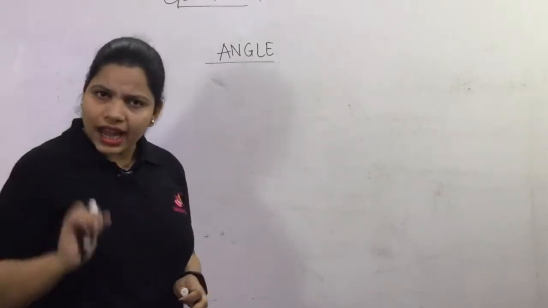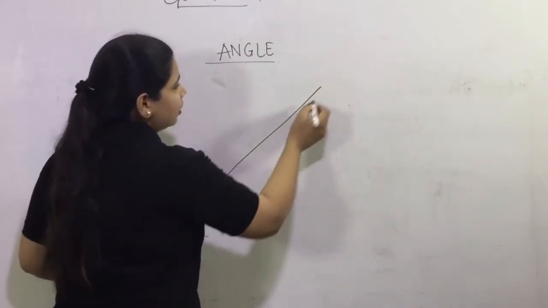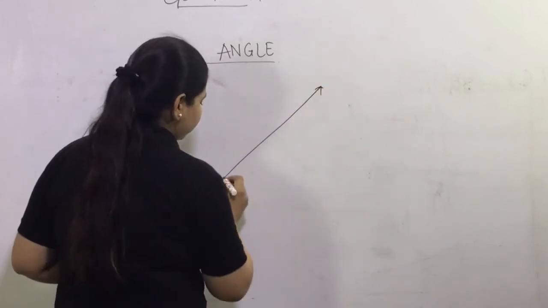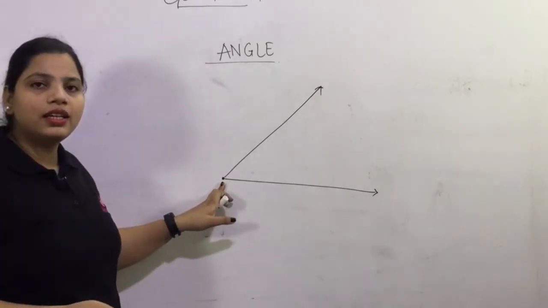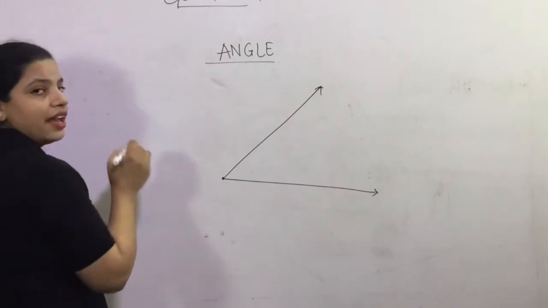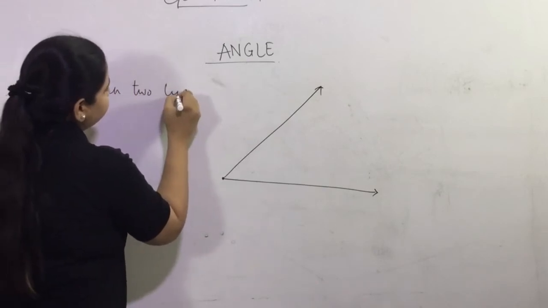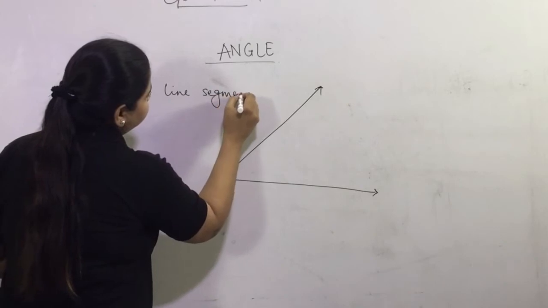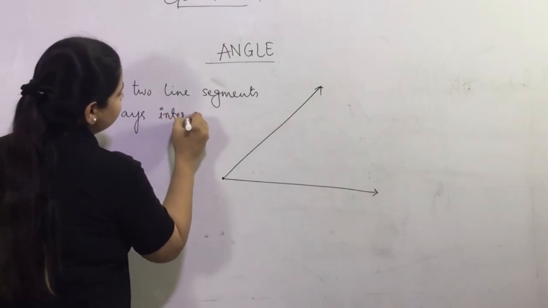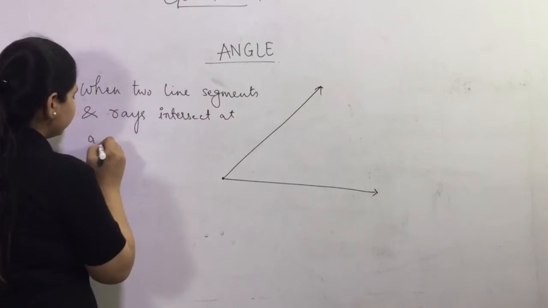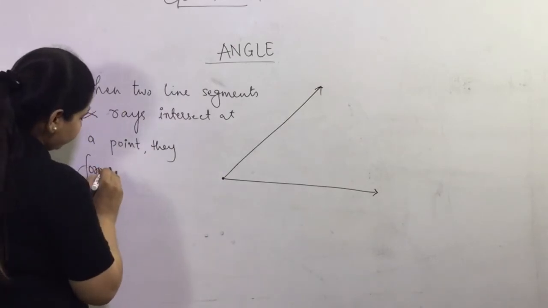When two line segments or two rays intersect, they form an angle. This is nothing but an angle, and this is the intersecting or meeting point. As I have said, when two line segments and rays intersect at a point, they form an angle.